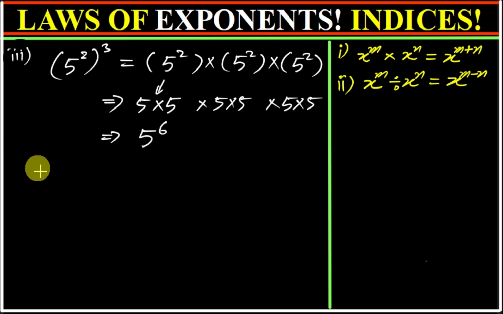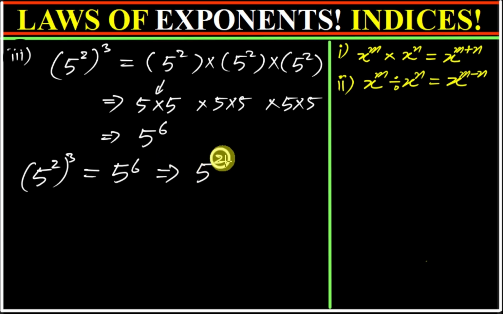So 5 raised to the power 2 with overall power 3 gives 5 raised to the power 6. Again, instead of doing all these things, we can relate it like this: if the powers are multiplied, that is 5 raised to the power 2 times 3, we get 5 raised to the power 6. So this is the third law of exponents. If it is power of power, then the powers will be multiplied.